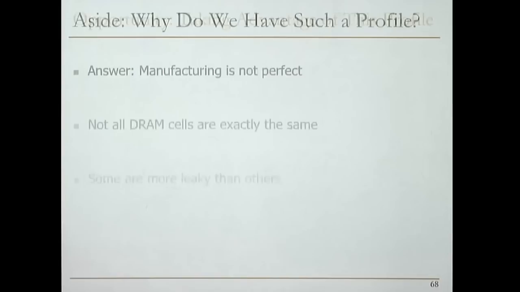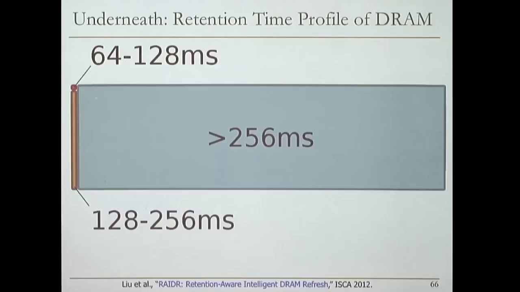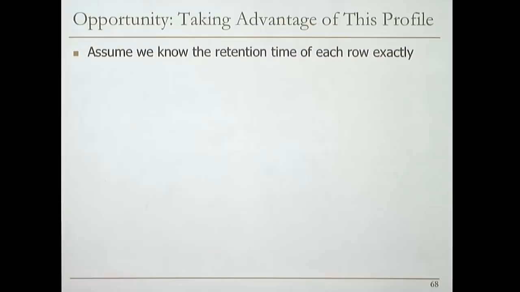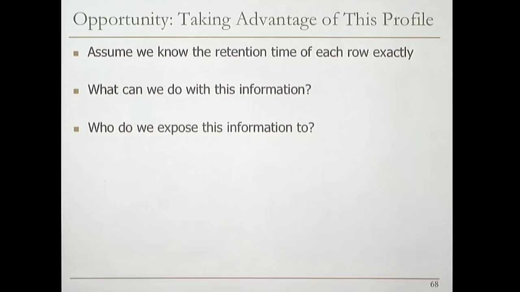But this profile opens up an opportunity also. Today, the specification is that you need to refresh everything every 64 milliseconds because that ensures that all of the data is intact, right? But if we can somehow figure out the retention time of each row exactly, we can do something with that information, right? So what can we do with that information? I already gave you an example, right? Who do we expose this information to? Memory controller sounds reasonable, right?